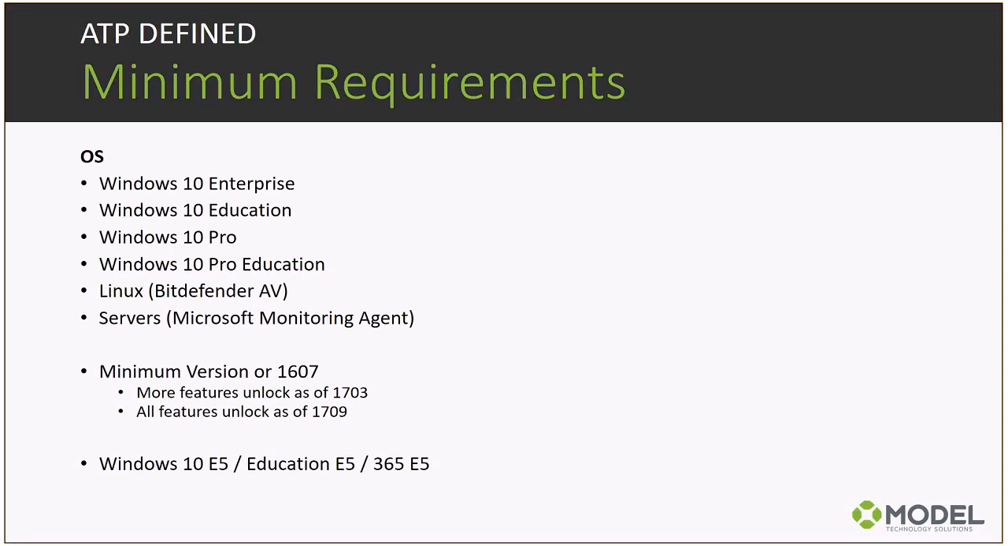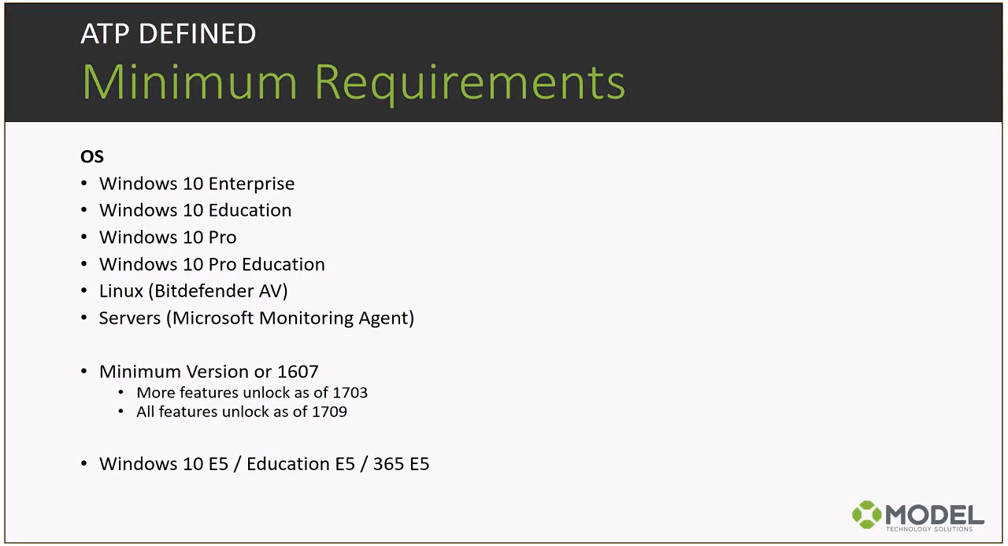From a licensing perspective, and I will always defer licensing to Jeff and Carson because I'm not a licensing expert by any means, it is a requirement to have Windows 10 E5, Education E5, or 365 E5. And Jeff, can you confirm that that is an accurate statement? Yes, I can. Thank you, Jeff. So from a licensing perspective, I know that was a question we had early on in the conversation. Windows 10 E5, 365 E5, and then an OS version, at least Pro or Enterprise or Education.